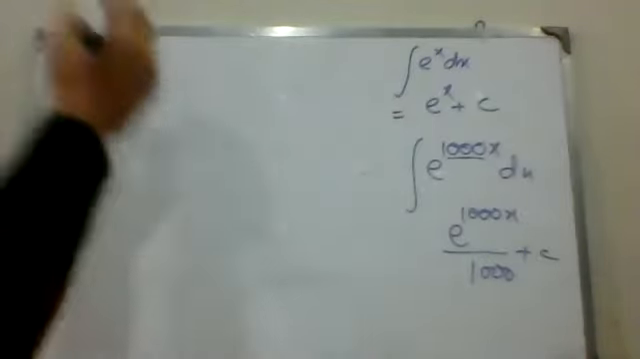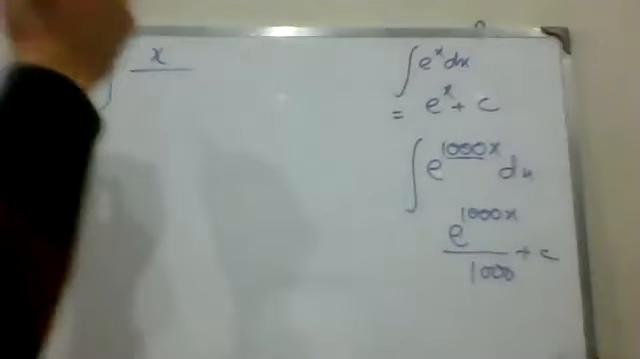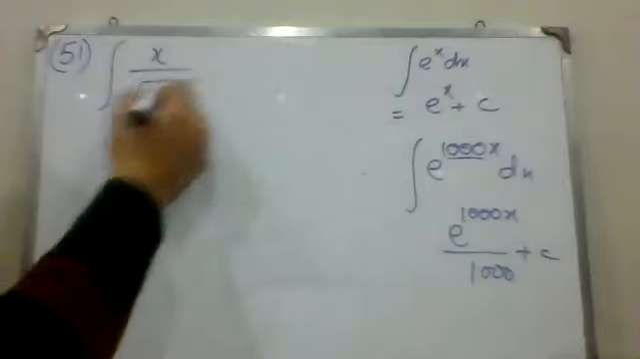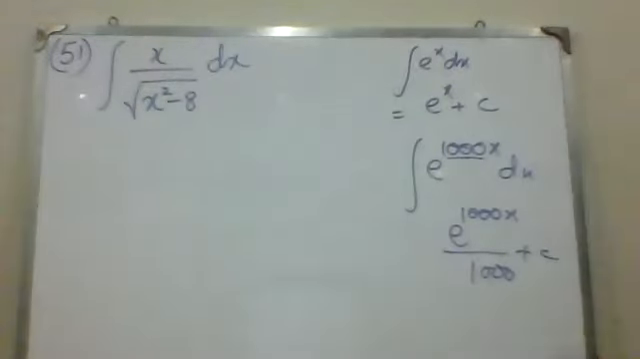So now next, integral of x divided by under root of x square minus 8 dx, that is 51. How can you operate on that? Shabash.